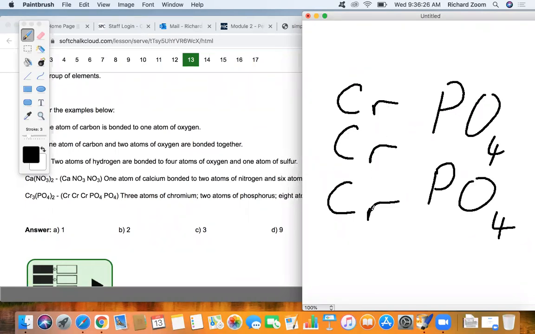So that means there are three chromiums, two phosphoruses, and if we have four and four, that would be eight oxygens here. I'm often fond of drawing out these little pictures when I'm in doubt about how many atoms I might be seeing of something. Remember what the parentheses mean. It means there's two of those entire groups attached to the chromium.